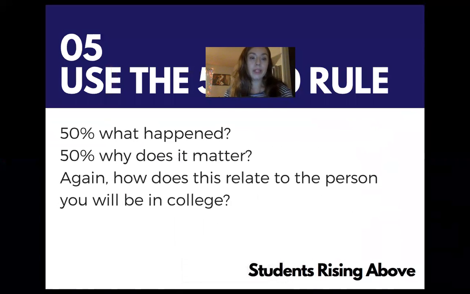So answer the prompt. The next really important tip is to make sure you are using the 50-50 rule. What that means is, and it doesn't have to be exact, but in general, 50% of your essay is telling me your story. So what happened? You tutored the students, you went over to their school every day after you got done with classes, you wrote a lesson, and then it has to be at least 50%, why does this matter and why is this important?